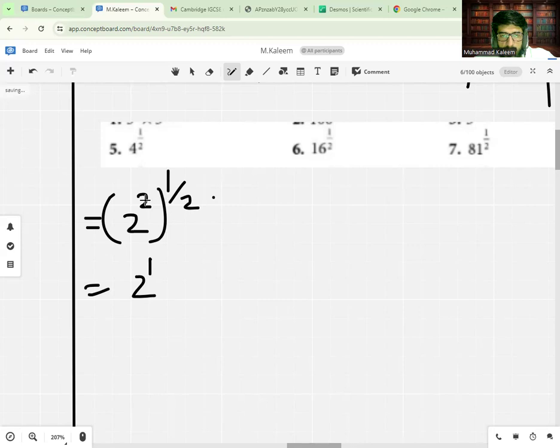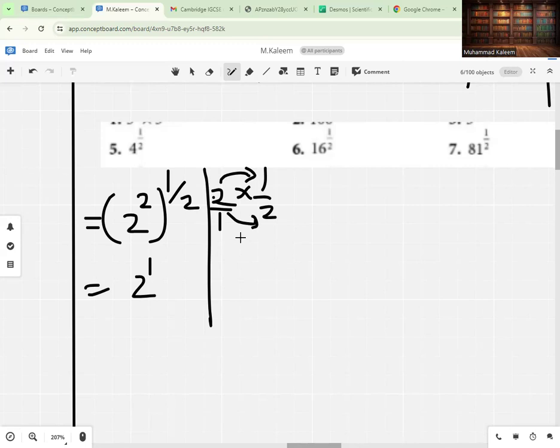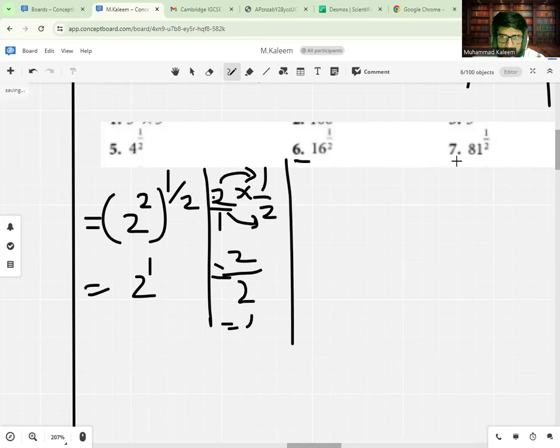Why 2 raised to 1? Because when we multiply 2 with 1 over 2, its answer will be 1. You don't have to multiply this 2 with this 2. Remember that mostly students make a mistake here, because this one is a fraction and this one is 2. Or you can also make this one a fraction. Just put 1 in its denominator, then you can apply the fraction rule, that is numerator will be multiplied with numerator and denominator with denominator. So 2 times 1 will be 2, and the denominator will also be 2. So 2 over 2 will be 1. That's all. Same for question number 6, 7.